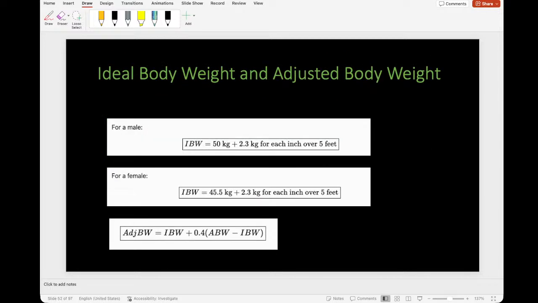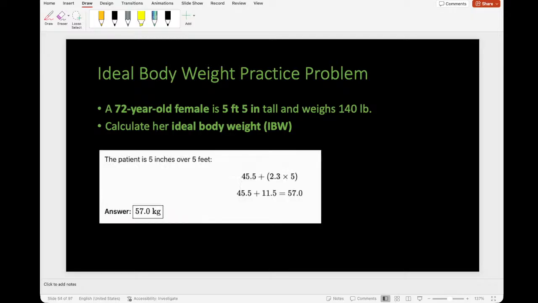Here's the ideal body weight and adjusted body weight equation. It is very important to understand this, especially when you're dealing with dosing, or when you're doing vancomycin dosing or any kinds of dosing related calculation questions that involve body weight. And sometimes you have to see whether it is appropriate to use ideal body weight, adjusted body weight, or the body weight itself. So this is listed here for your reference. You can take a look at these problems here and their solutions.